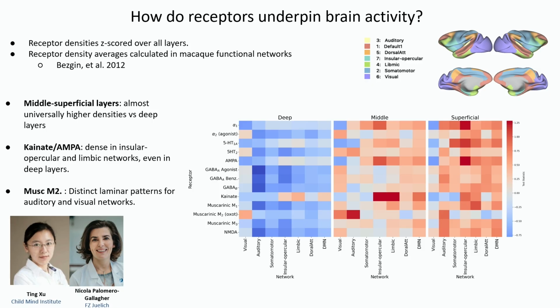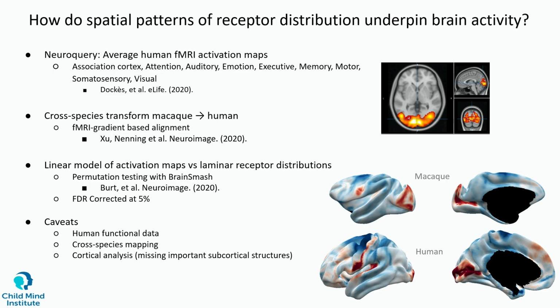But we do have interesting patterns where, for example, the ionotropic glutamate receptors, kainate and AMPA, seem particularly densely located in the insula and opercular networks, as well as the limbic networks. And this cuts across the layers. Even in the deeper layers, you have more AMPA. I don't think I have a laser pointer, but yeah, so you'll have to take my word for it if you don't see it. So even in the deeper layers, kainate is very strong.